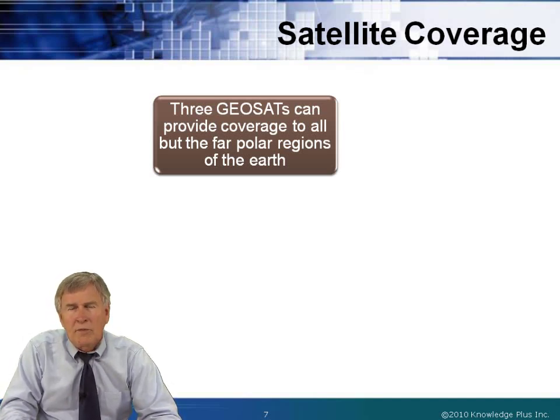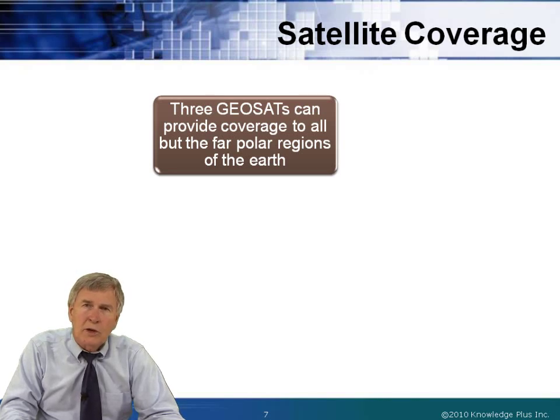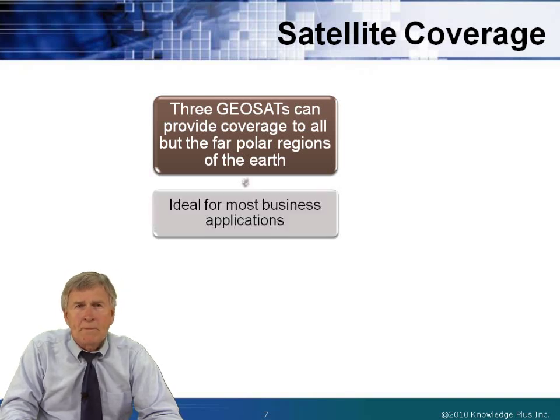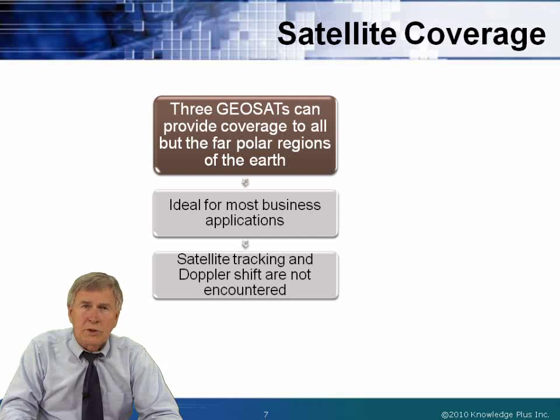And we have coverage, I think, up to around 65 degrees, both northern and southern latitudes, which is, in terms of providing communications access to human locations, fairly good. We use specialized orbits for communications with polar research stations and things like that. So that means geostationary satellites are ideal, or the optimum satellite configuration for most business applications.